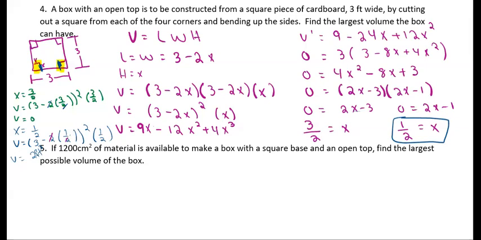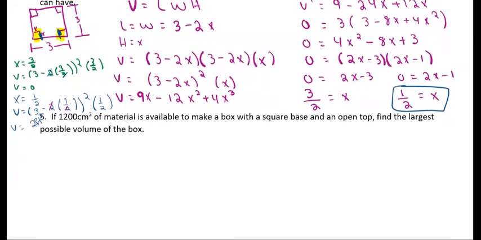If 1,200 centimeters squared of material is available to make a box with a square base and an open top, find the largest possible volume of the box. So this one doesn't say anything about cutting pieces out of the sides to make our box or anything like that. So think of it as if you had a flat sheet of cardboard, and from that flat sheet of cardboard, you were cutting different pieces and standing them up to make the sides, and then the remaining piece would be the bottom.